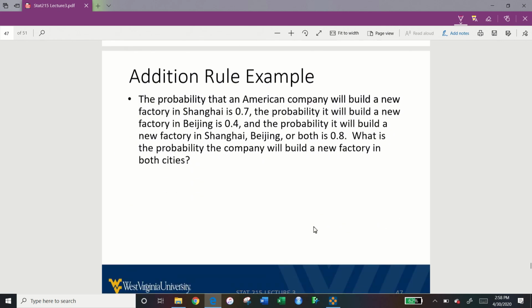Let's do another example. The probability that an American company will build a new factory in Shanghai is 0.7. The probability it will build a new factory in Beijing is 0.4. And the probability it will build a new factory in Shanghai, Beijing, or both is 0.8. What is the probability that the company will build a factory in both cities?